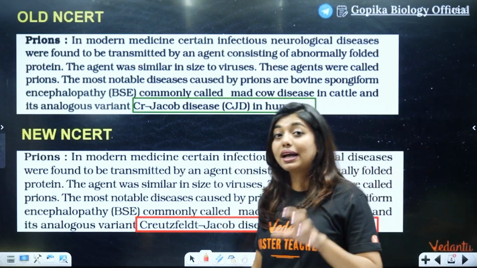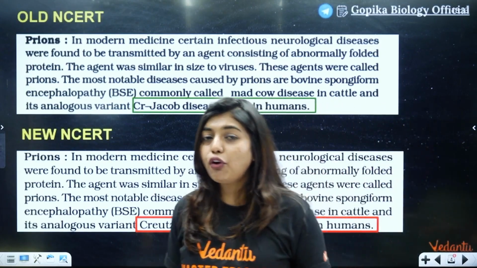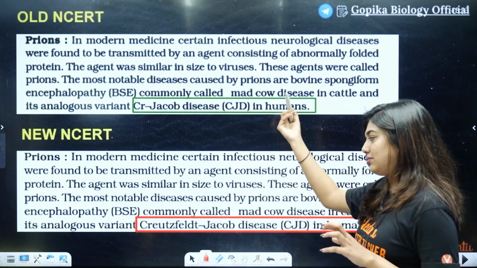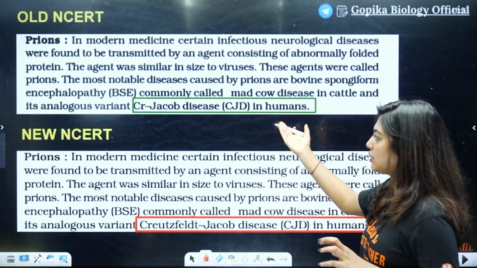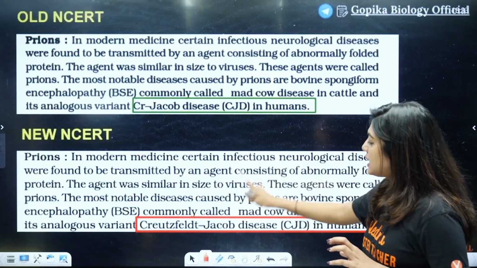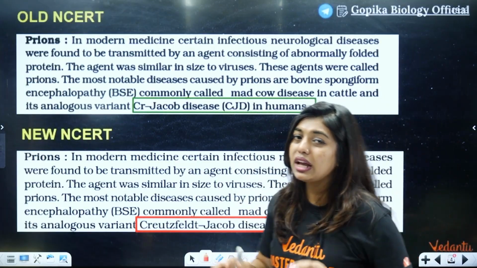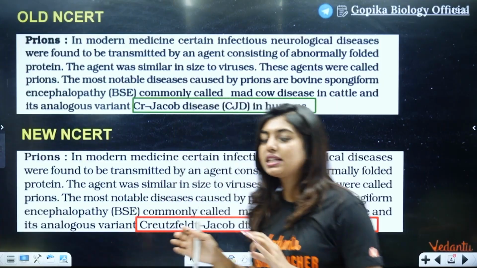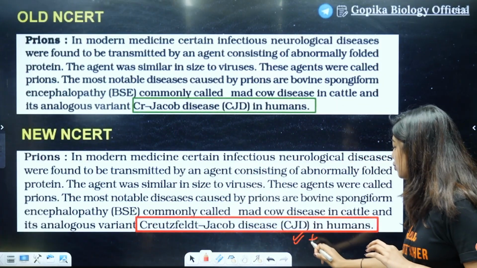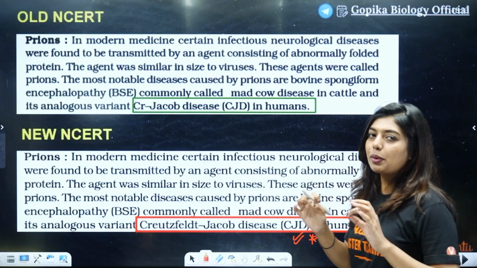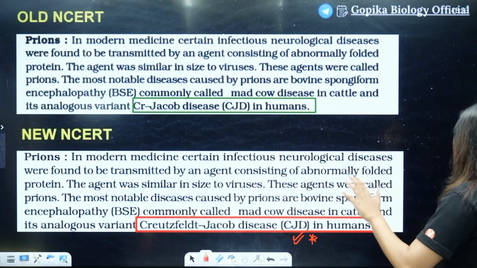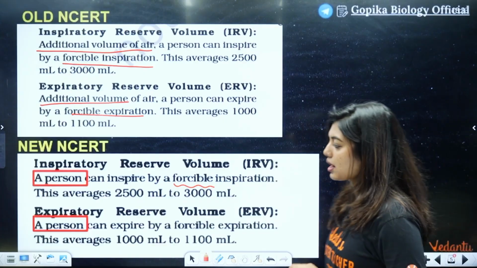Next one is in your biological classification. Before, we used to say CJD in humans. Now they have given the full form of it. Creutzfeldt-Jakob disease is the full form. So they have now given the full form, so it is important for you to study and memorize it. Spelling is not important for you, so you just have to know the name. This is one small correction given in biological classification.